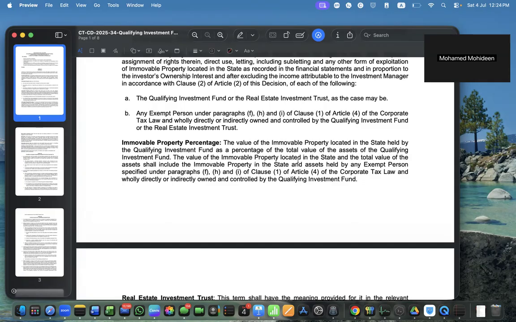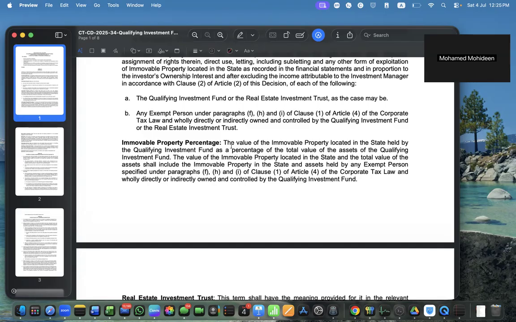The value of the investment property located in the state and the total value of the assets shall include the immovable property in the state and assets held by any exempt person specified under paragraph F, H, I. This, you know, so the qualifying investment fund, their subsidiaries, and any other person identified by the cabinet. So what are we talking about? This is an immovable property percentage. So how much percentage of income relates to immovable property that is owned by a qualifying investment fund?